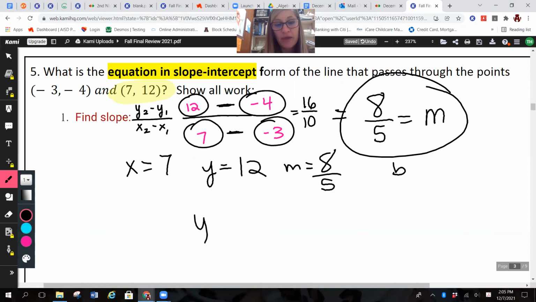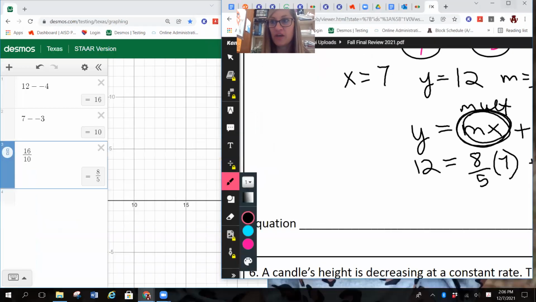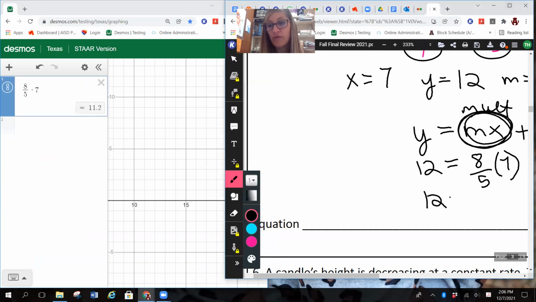Now we're going to write them in the y equals mx plus b formula. Remember, m and x are always multiplied together. And we're ready to write it down. 12 equals 8 over 5 times 7 plus b. So what is 8 over 5 times 7? Just type it in, 8 over 5 times 7. Oops, I don't like it like that. Delete, delete, arrow, times 7. Much better, it's 11.2. So 12 equals 11.2 plus b.